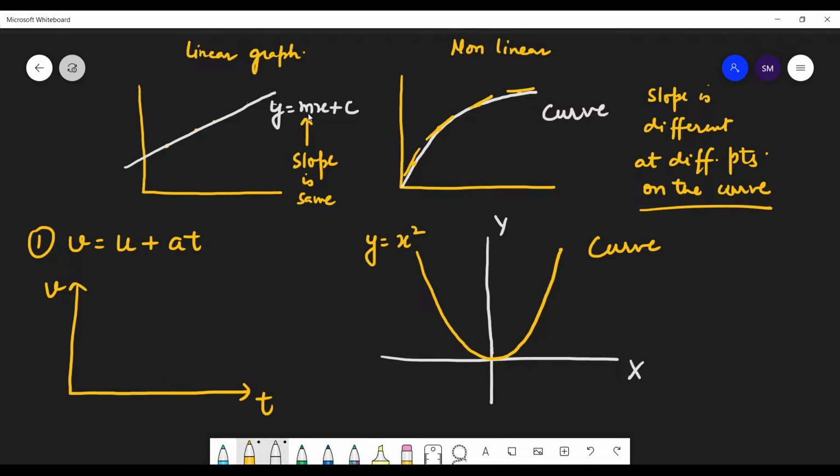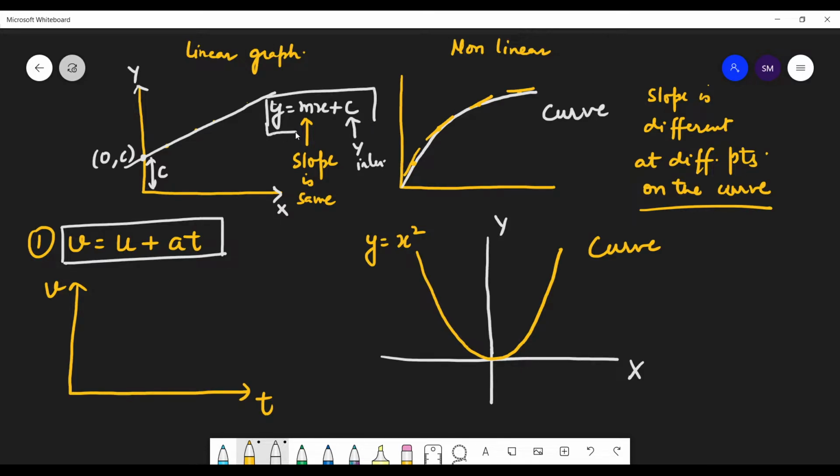So here m is the slope and c is the intercept. Remember, put x equals to 0, y equals to c. So x equals to 0, y equals to c. So you have this point 0, c over here, and this is c. Okay, this is x-axis and this is y-axis. Compare this equation with this equation. Can you compare these two equations?